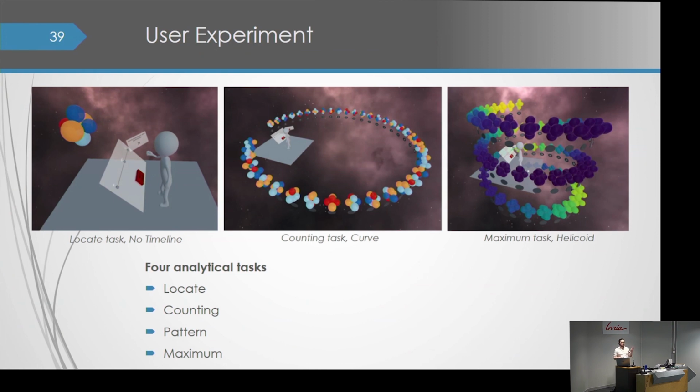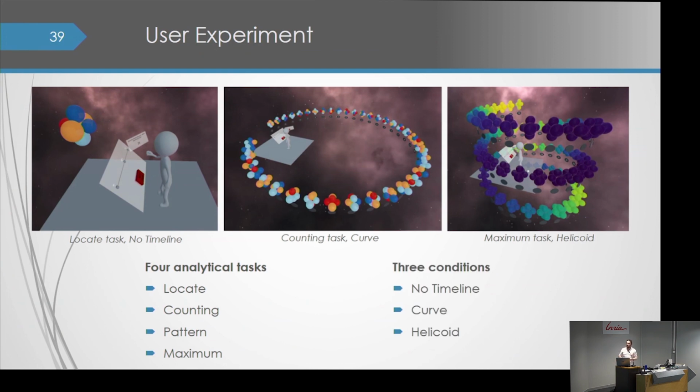So an object being like red, then blue, then orange, and the users had to find all of the objects presenting this pattern. And finally, as shown in the last image, they had to find a global maximum over the temporal information, over the whole data sets.